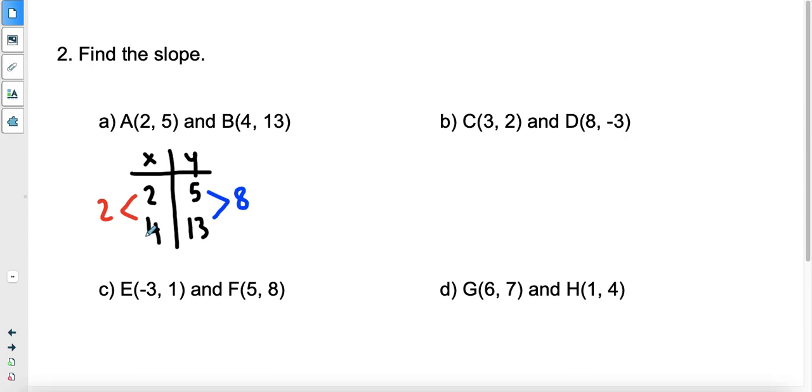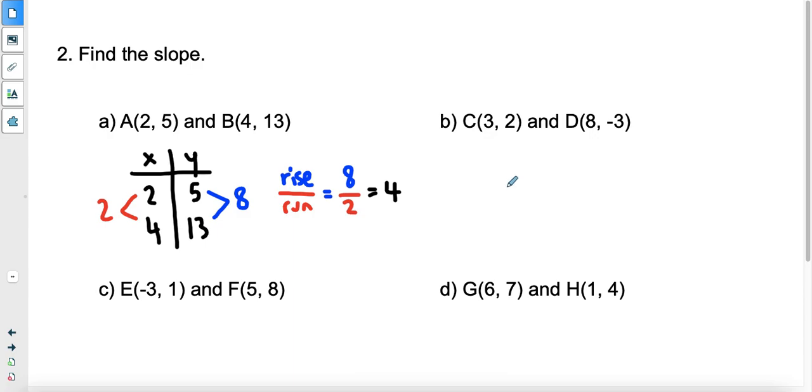And now, to find the rate of change, all we have to do is divide these, right? Rise over run. So we're just going to take 8 here, and we're going to divide it by 2. 8 divided by 2 is 4, so my slope is 4.